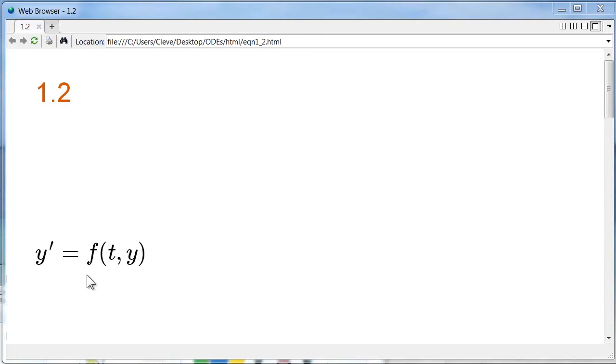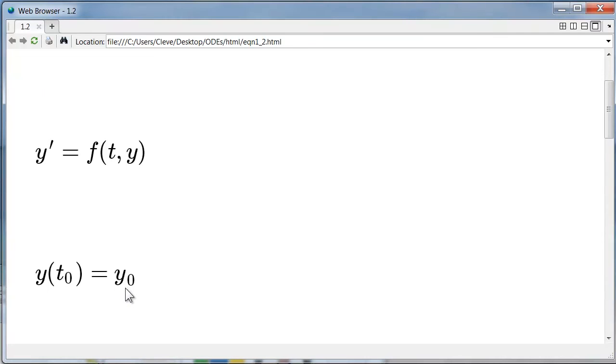The differential equation is given by this function f of two variables t and y. And the task in general is to find a function y whose derivative is equal to f. Now, there are lots of functions y whose derivative is equal to f. And so there's an initial condition, a point t0 and a value y0. The initial condition is that y at t0 should be equal to y0.